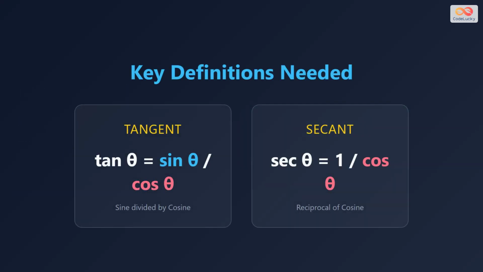Before we proceed with the algebra, let's quickly recall two important definitions. First, tangent is defined as sine divided by cosine. Second, secant is the reciprocal of cosine, or 1 divided by cosine. Keeping these in mind will make the next steps very clear.